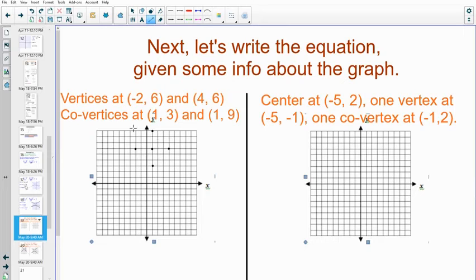And so, oops, I should finish drawing the rest of that rectangle, or at least the corners of the rectangle, so I know where to draw my asymptotes. I'll have to fix that one just a little bit.